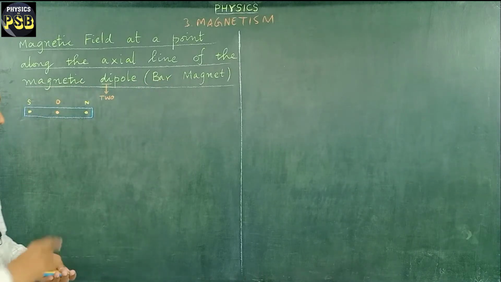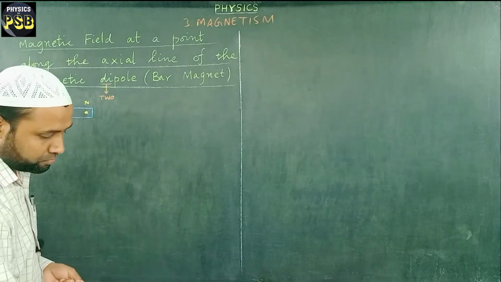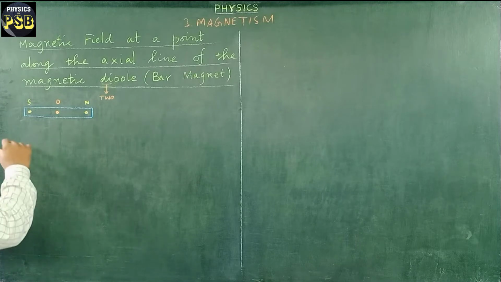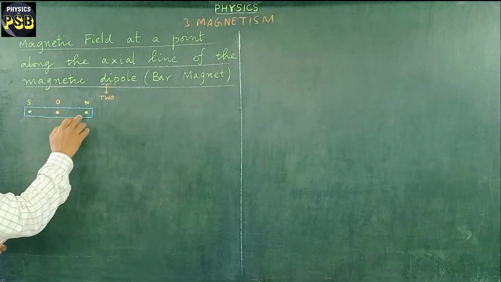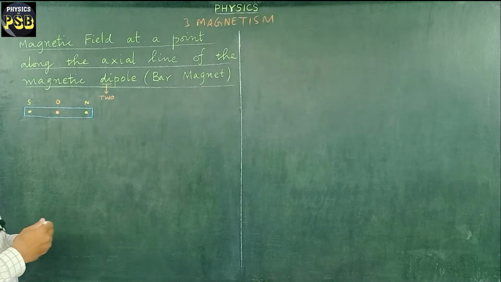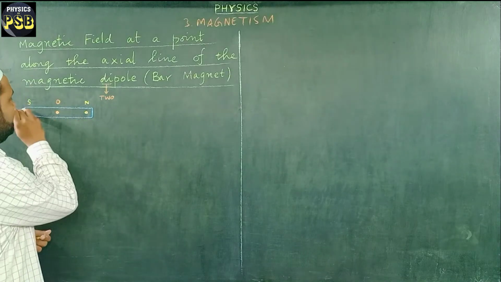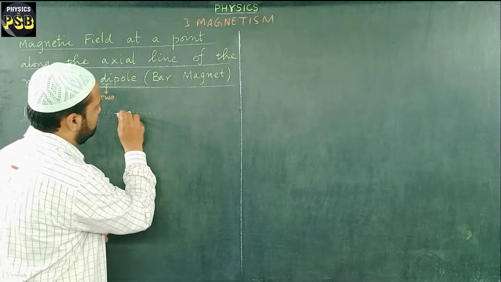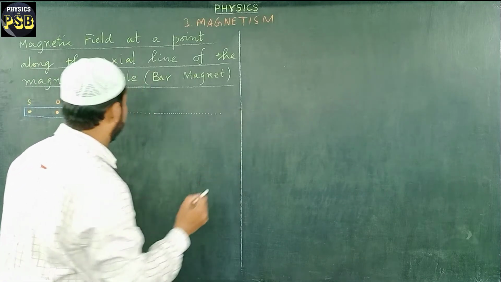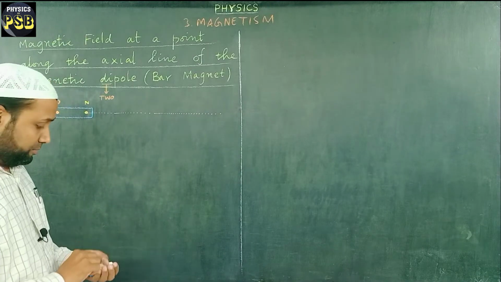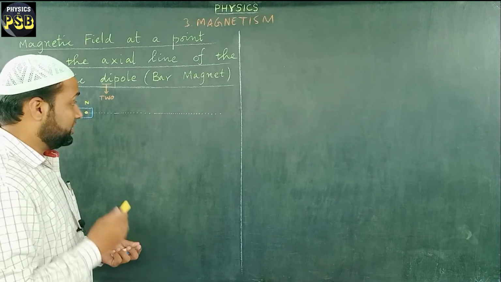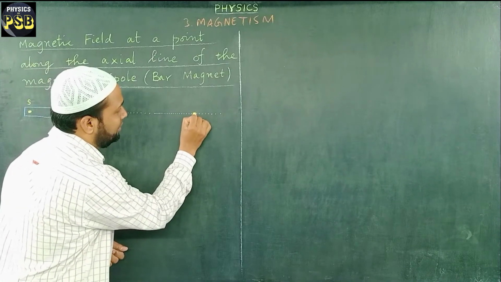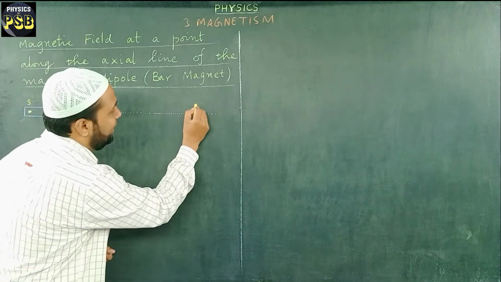Clear? Now, I take one point here along the axial line. What is that axial line? If I draw a line along the axis of the bar magnet, then I call that line the axial line. So this is the axis. If I draw a line along the axis in this manner, then that line is referred to as the axial line. Now on the axial line, I take one point. I name that point as C.